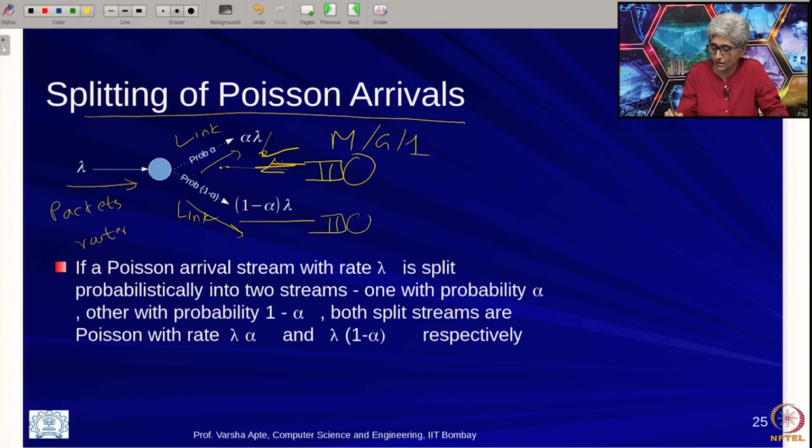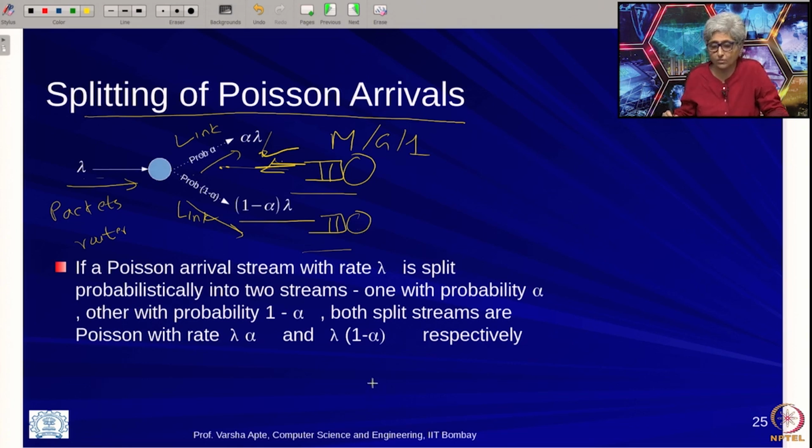So, if there is a single Poisson stream that is getting split, we can assume that the split stream is also Poisson, and if there is a queuing system after this split that we need to model, then we can assume Poisson arrivals to those queuing systems also. That is what the use of this property is.